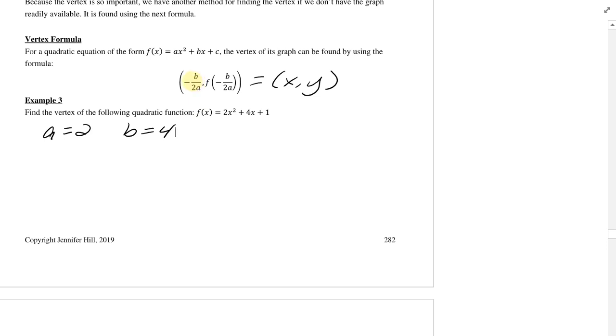So what I'm going to do is take this first part, this -b over 2a, and I'm just going to plug this stuff in. So this becomes -4 over 2 times 2, and now I'm going to work this out. This is -4 over 4, so this equals -1. Okay, so here's the first part. That checks off this first box, so we're good on this part.